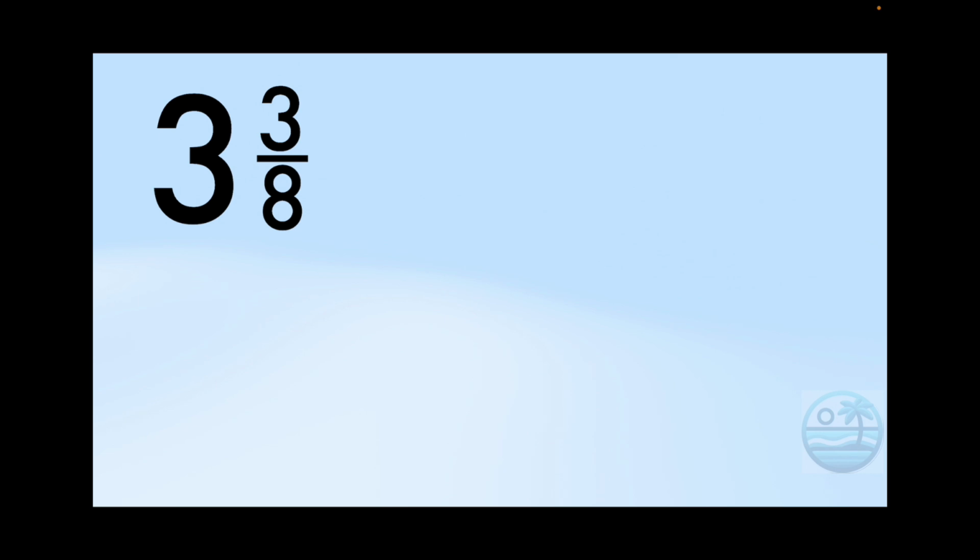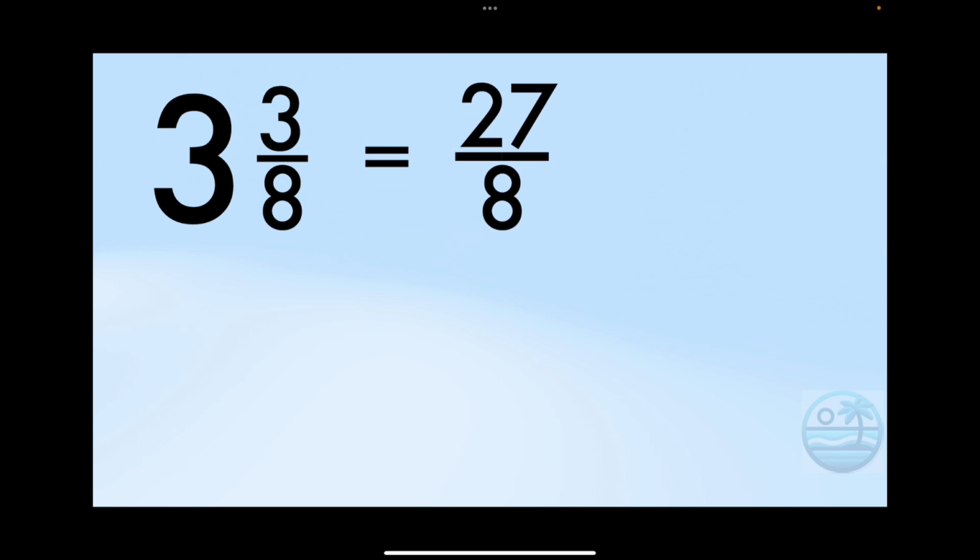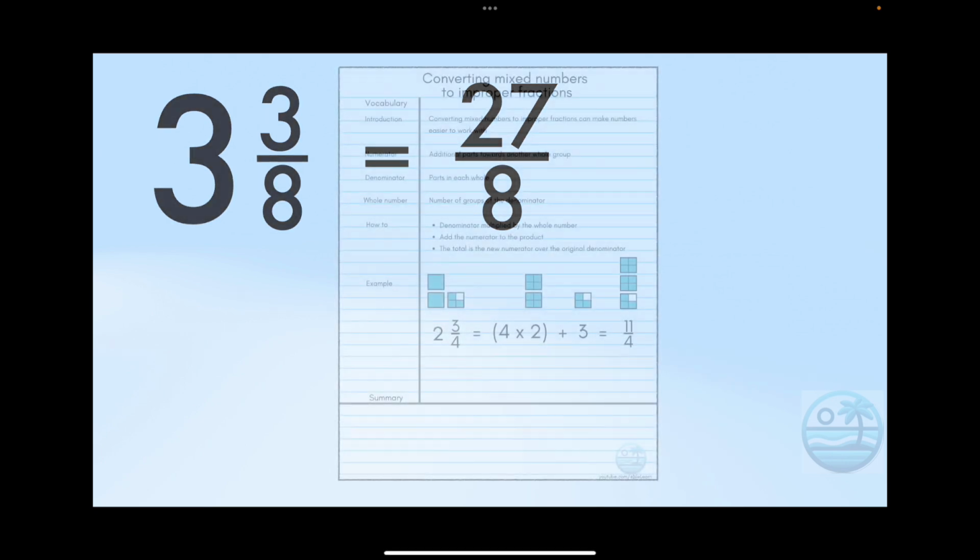Let's do one more example using only numbers. We'll start by multiplying our whole number times our denominator, 3 times 8, and we'll add in our numerator. 3 times 8 is 24, plus the 3 is 27. Put that over our original denominator. 3 and 3/8 is equal to 27/8.